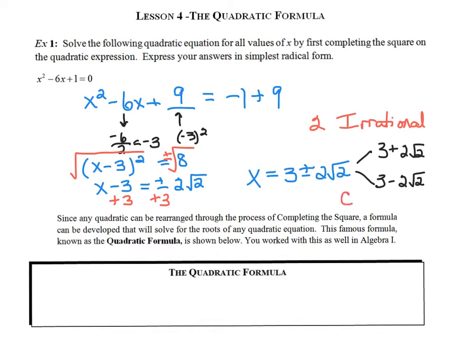Those two answers are called conjugates because they're the same exact numbers, one with a plus in between and the other with a minus in between. That should become familiar to us as we progress through the rest of this unit.